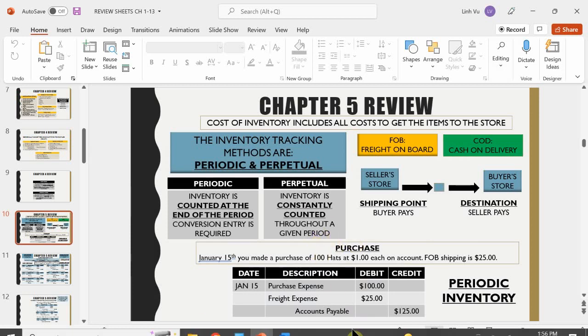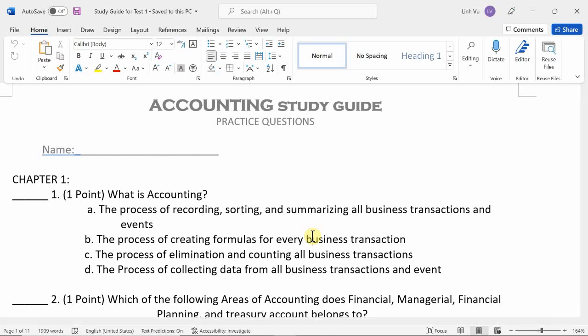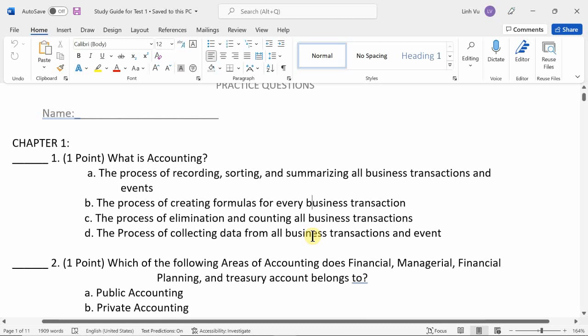So let's go ahead and dive right into the study guide. So again, first couple questions here are going to be, for example, chapter 1. Question 1 asks, what is accounting?